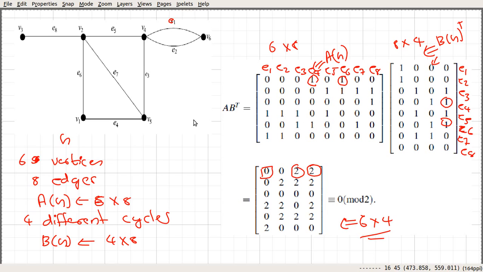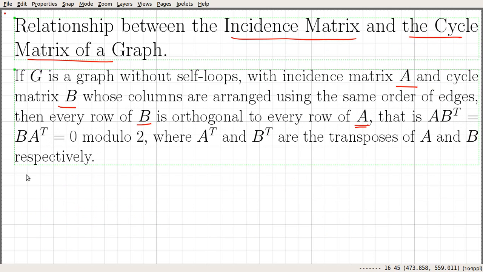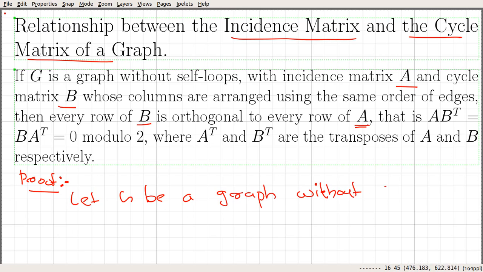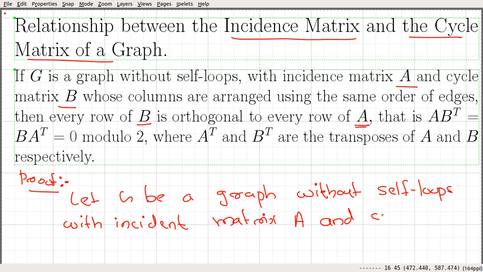Okay, so let's go and prove the statement. Okay, so let's prove this one. Okay, so let D be a graph without self loops with incident matrix A and cycle matrix B. Okay, so we are going to prove that A B transpose is equal to 0 modulo 2.